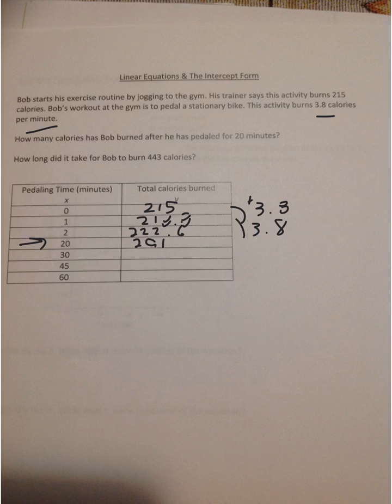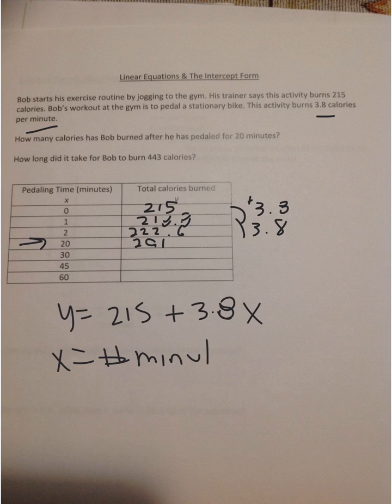What will we get for 30 minutes of pedaling time? Hopefully you would have realized that you have already burned 215 calories, and it is 3 8/10 calories per minute, where X equals the number of minutes. 30 minutes would be 329, 45 would be 386, and 60 would be 443.